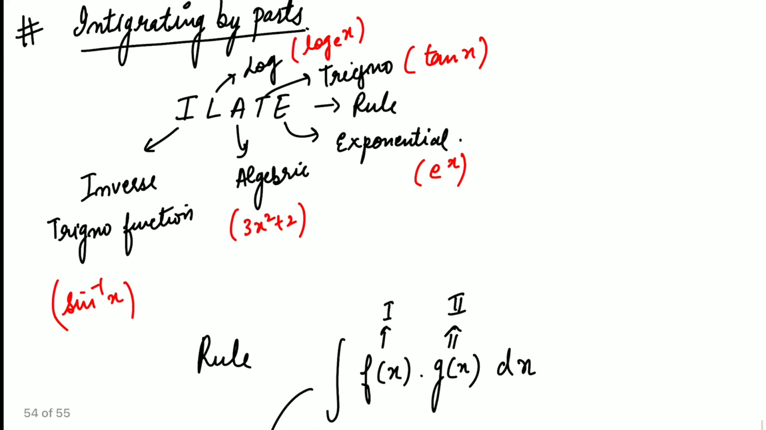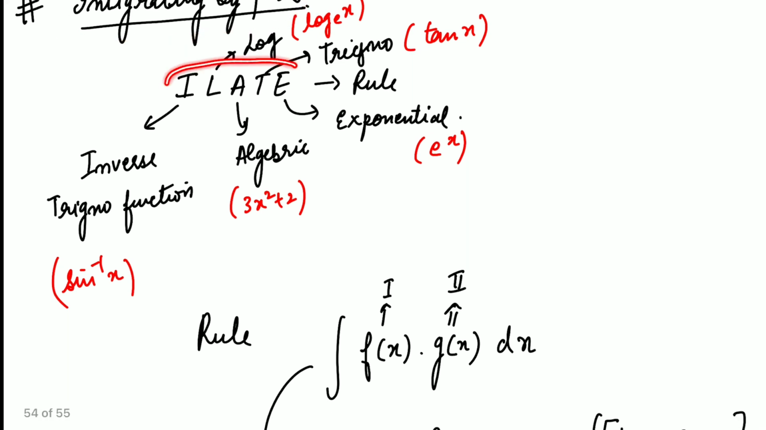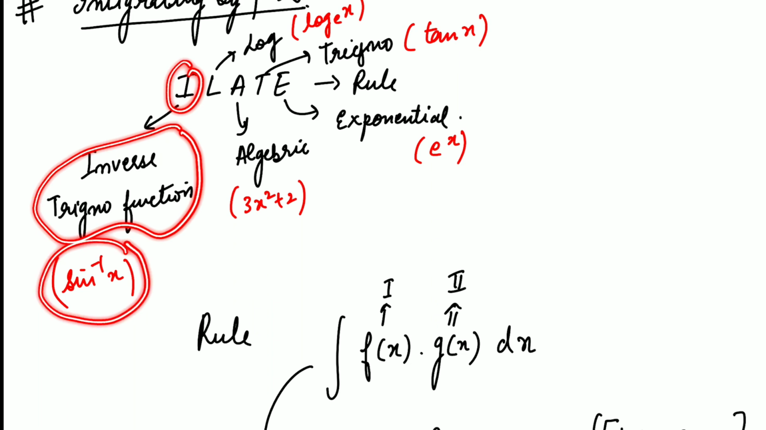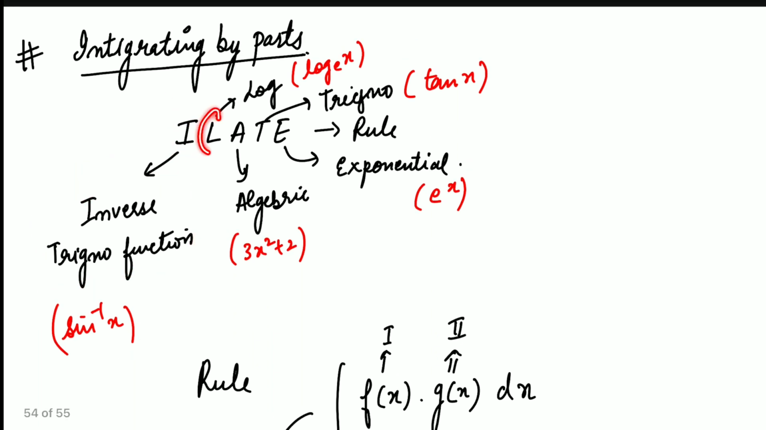Now there is one important method to solve integrations. Whenever we get a complicated integration, we can solve it by using integration by parts. For example, we always use the ILATE rule. ILATE means I stands for inverse trigonometric functions, like sine inverse x, the functions which are inverse in nature. L stands for logarithmic functions, that is log base e x. A stands for algebraic functions like 3x square plus 2. T stands for trigonometric functions, that is tan x, sin x, cos x. And E stands for exponential functions. Now what is the meaning of ILATE?